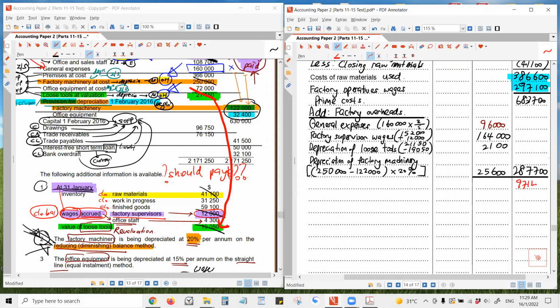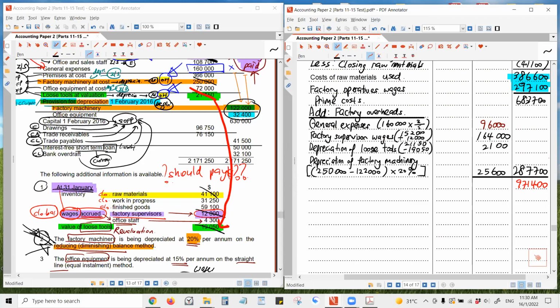$971,400. You don't have to use red color here. I just happen to be using red color. But you cannot bring a red pen to the exam hall anyway.